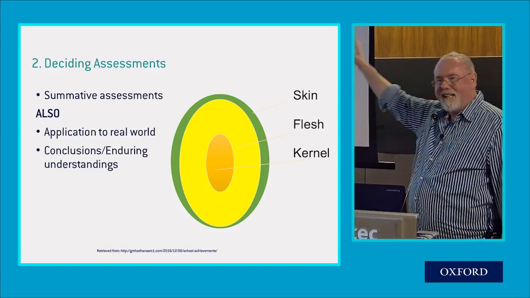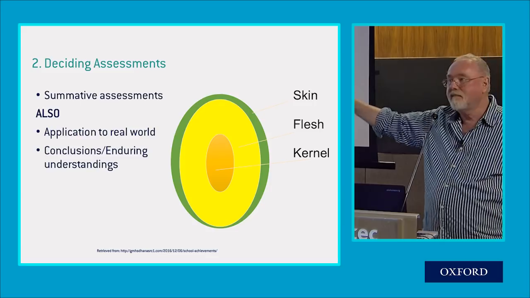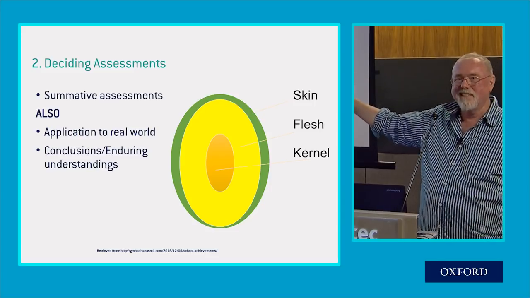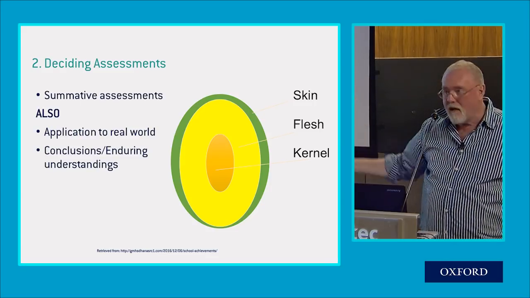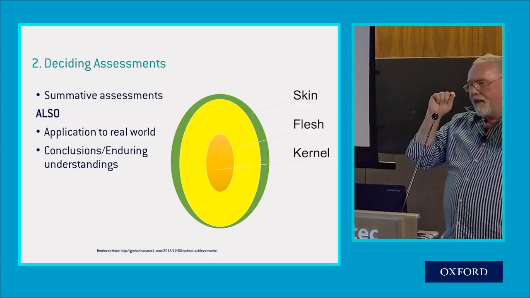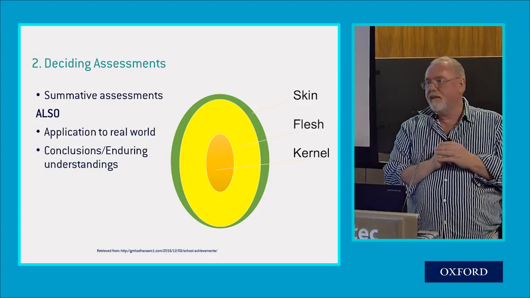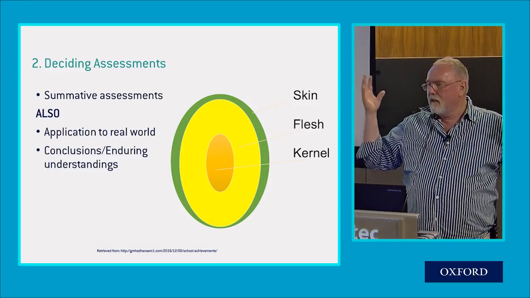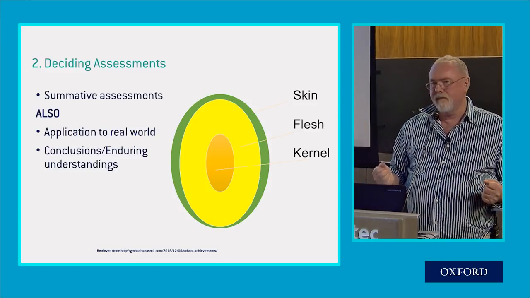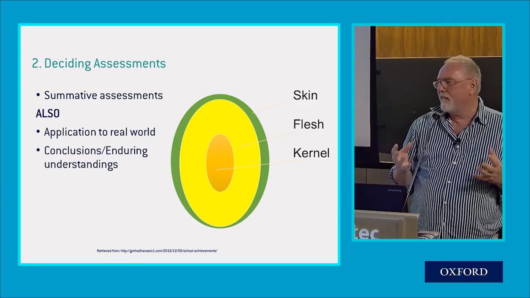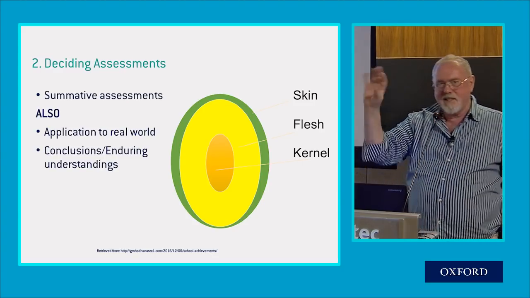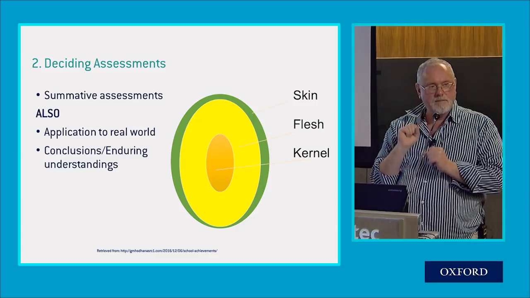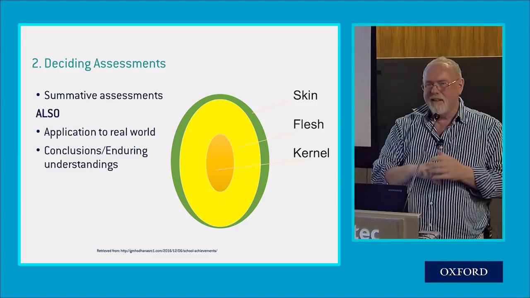In case you hadn't guessed, it's an avocado. My drawing skills are somewhat limited, but now, the avocado, to me, is my metaphor for learning. Think about an avocado. It has these three layers: the skin, the flesh, the kernel. Let's be honest.